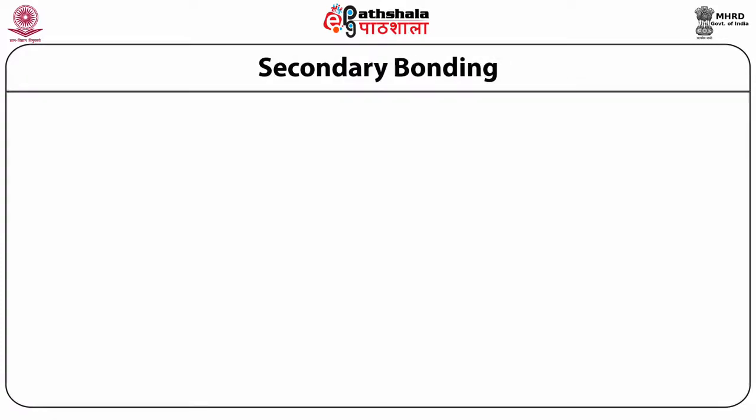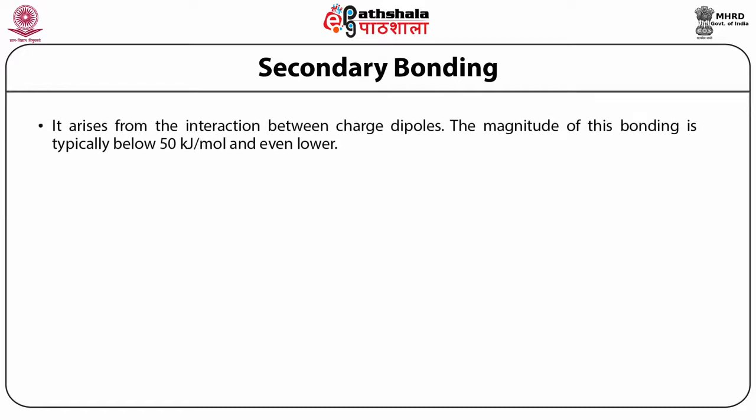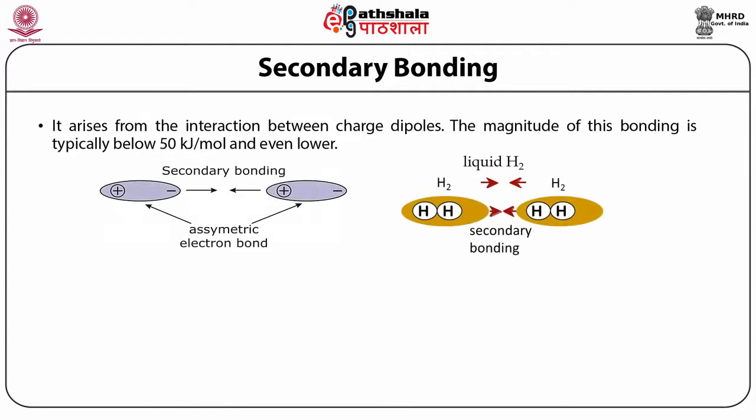Now, students, we will be discussing secondary bonding. Secondary bonding arises from the interaction between the charged dipoles. The magnitude of this bonding is typically below 50 kilojoules per mole and even lower. The first kind is between fluctuating dipoles. It is observed in gases like hydrogen, as shown in the figure.